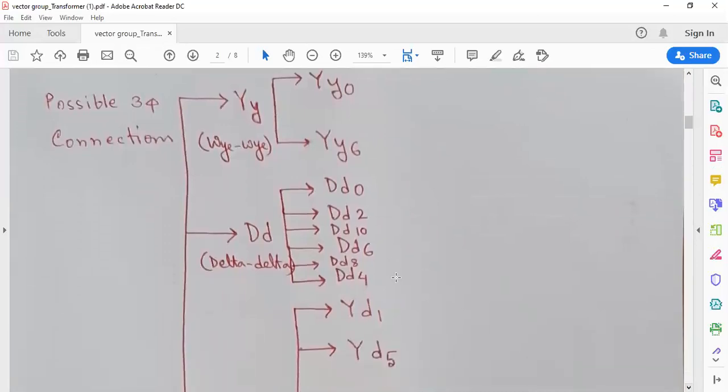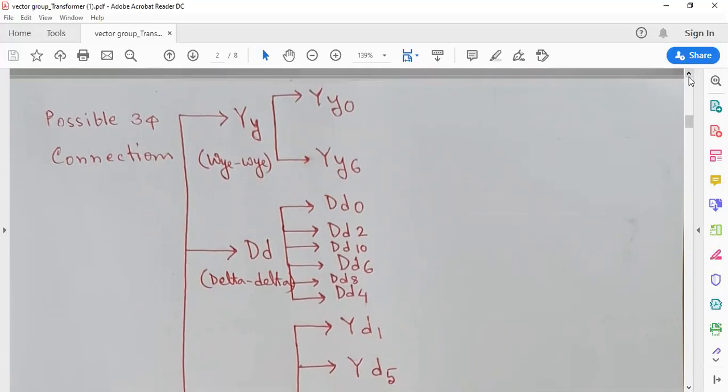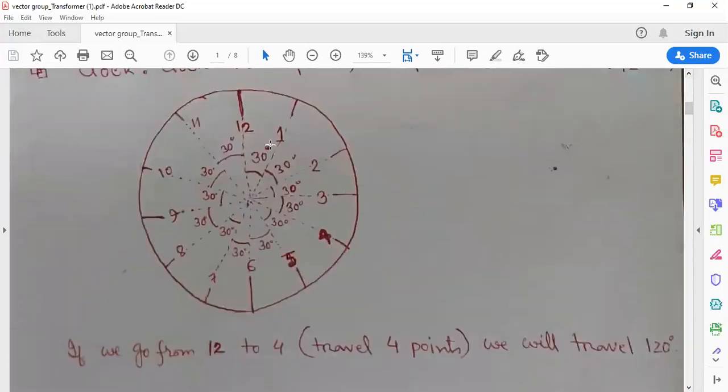So there are some different types of DD connection: DD0, DD2, DD10, DD6, DD8. You can always calculate that. For DD8, the primary line to line voltage will be along 12 and secondary line to line voltage would be along 8. So angle difference is 30 plus 30, 60, 90, another 30, so 120 degrees. The angle difference between line to line voltage of primary and secondary is 120 degrees.